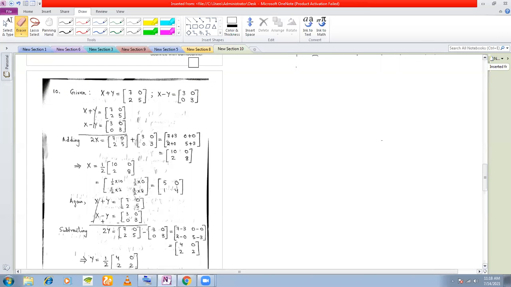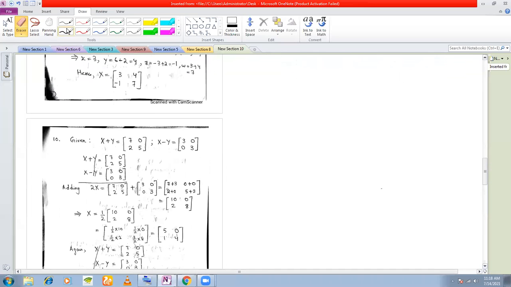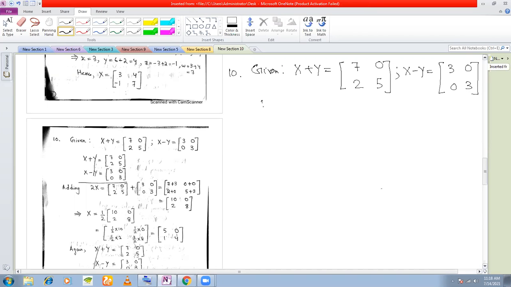If you see the question here, X plus Y and X minus Y are given to you. Okay. In the question, given here to you are X plus Y. They have given to you as 7, 0, 2, 5. Also, what they have given to you is X minus Y is equal to 3, 0, 0, 3. The question here is find X and Y. Okay, so how to find out?